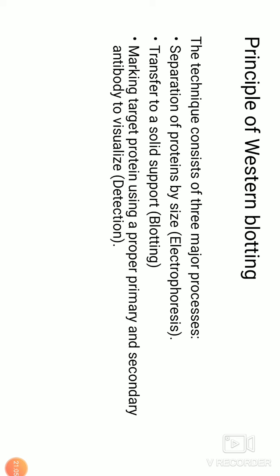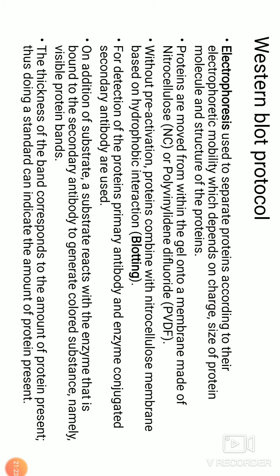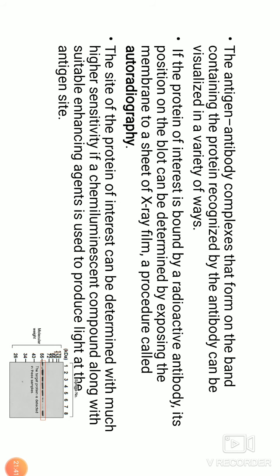So the technique consists of three steps: separation of protein by size, transfer to a solid support, and then marking the target protein using the proper primary and secondary antibody, that is the visualization. Electrophoresis is a method by which you can separate the protein based on the charge and size of the protein molecule and the structure of the protein molecules. Okay, we'll see the flow then.